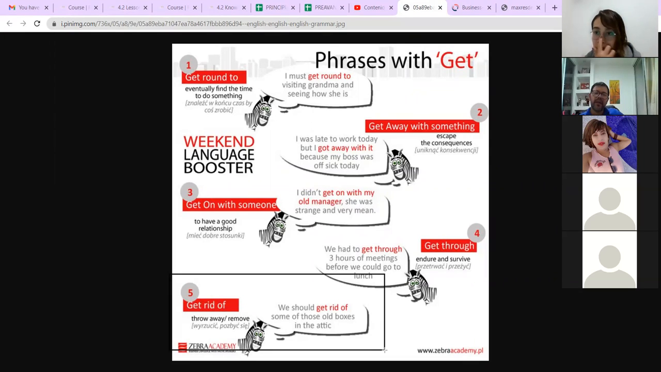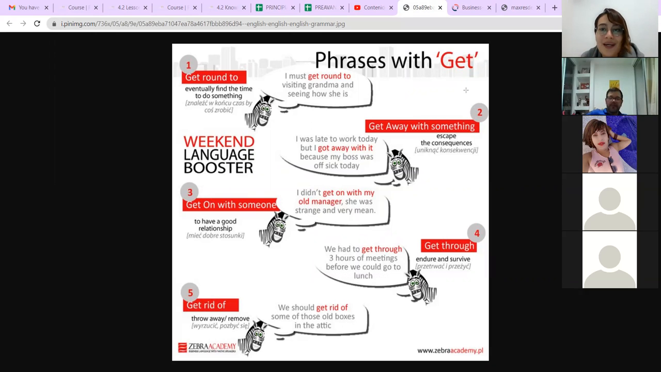I just have a big box of things I don't use anymore. I need to get rid of it. So I need to trash it, or give it away, or just take it out of wherever it is, right? It's not useful anymore. Does anyone have any questions with these expressions using get? No. All good?